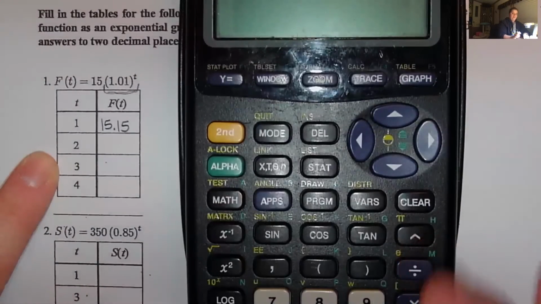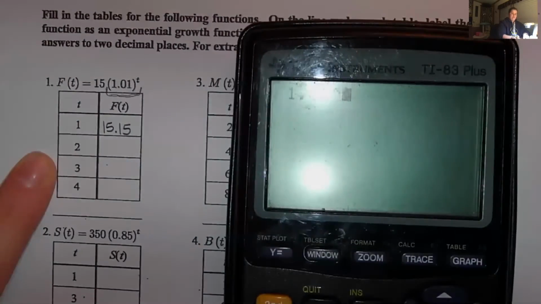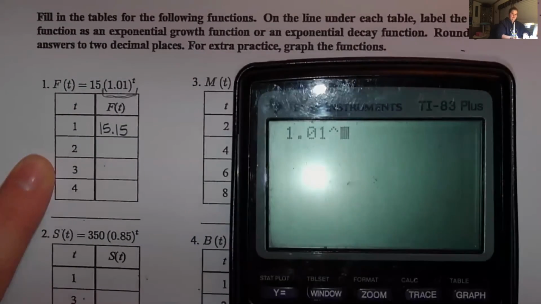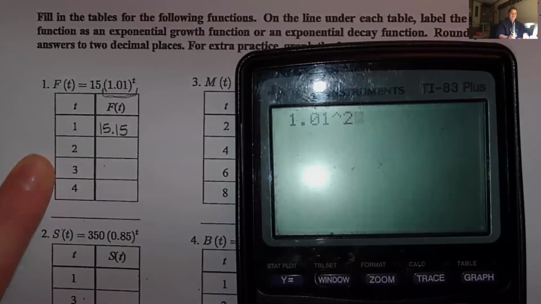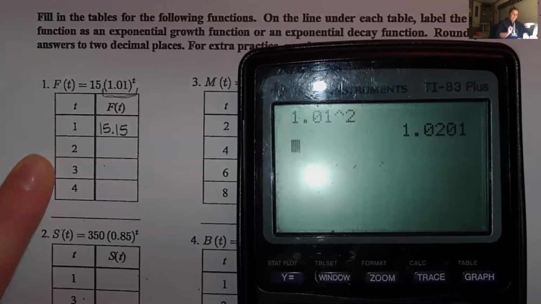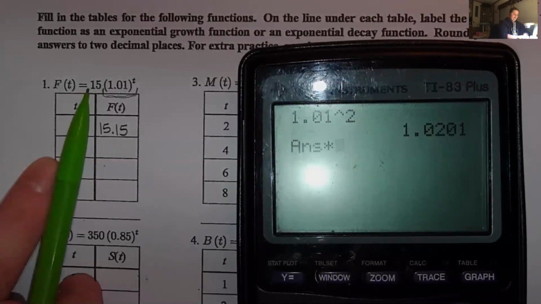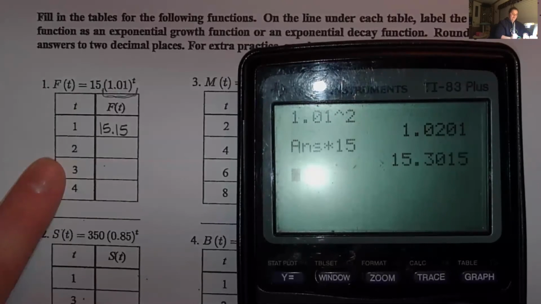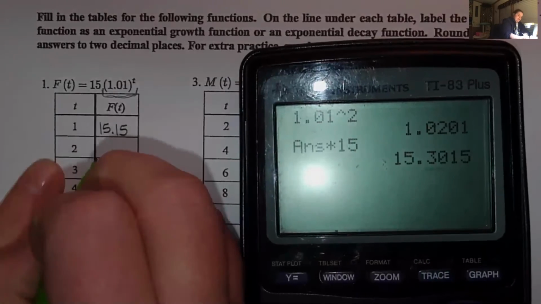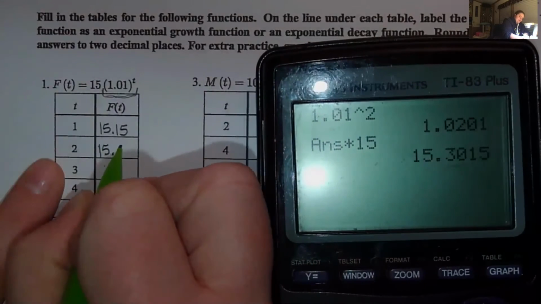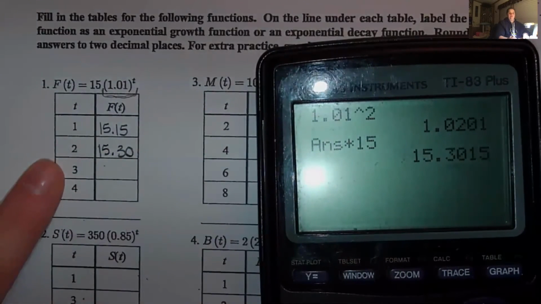Okay, caret button to the 2. I'll get out of the glare here. Press enter. Okay, keep that in your calculator. Press times. We're multiplying by the 15 on the outside. Press enter. 15.3015. Remember, 2 decimal places. So look at that 1. Is that 1 going to round that 0 up, or is it going to stay the same? It's going to stay the same. So we have 15.30 for our second value.